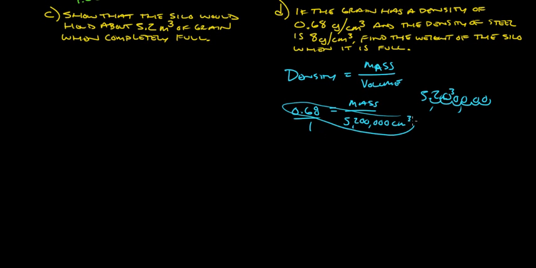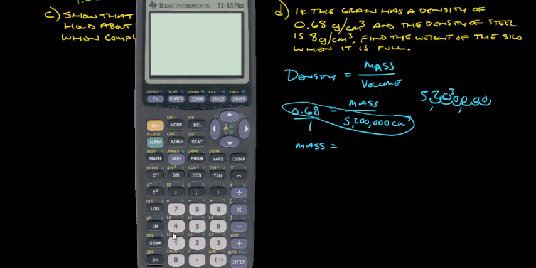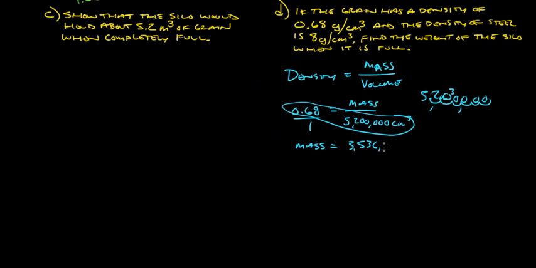Sorry, so we got to multiply this by this, and that's going to give us our number of grams for our mass, right? So the mass is going to equal 0.68 times 5,200,000, which gives us 3,536,000 grams.